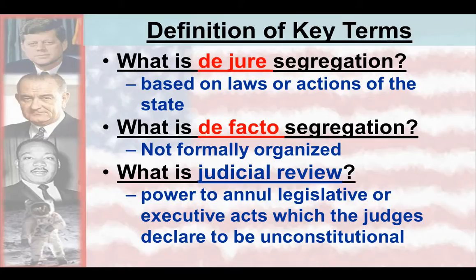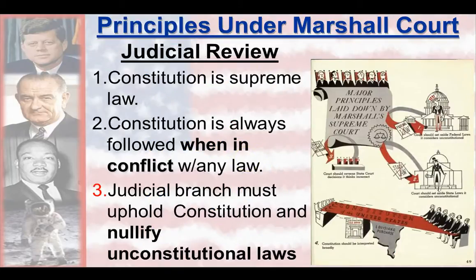Judicial review is big in this particular topic, and it's a term that's old and ancient, going back to about 1803. It is the power to annul or nullify, if that sounds familiar from a Southern, states' rights point of view, all the way back to the Civil War and even before, to annul or nullify legislation or executive acts which the judges declare to be unconstitutional. This is the power that the Supreme Court and courts have.